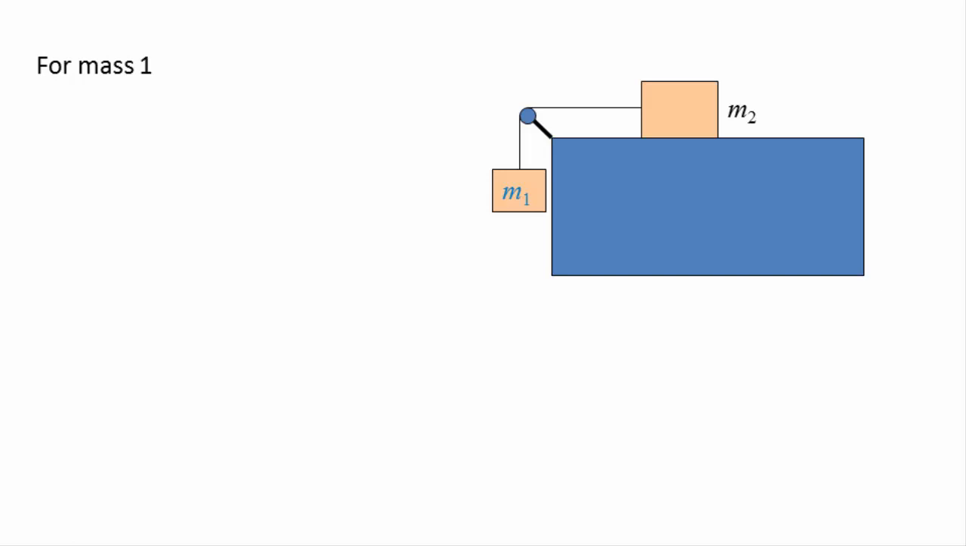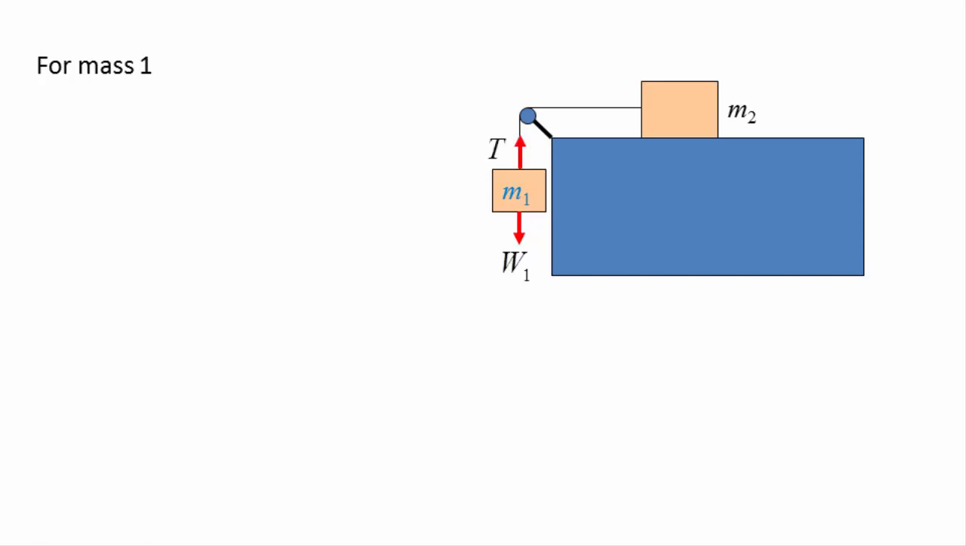Now mass 1 is hanging vertically next to the surface. It has a force of gravity acting on it, which we will call weight 1. Since it's not sitting on any surface, there is no normal force pushing mass 1 back up against gravity. However, mass 1 is connected to the cable, which pulls up on it. We will call the tension in this cable T.